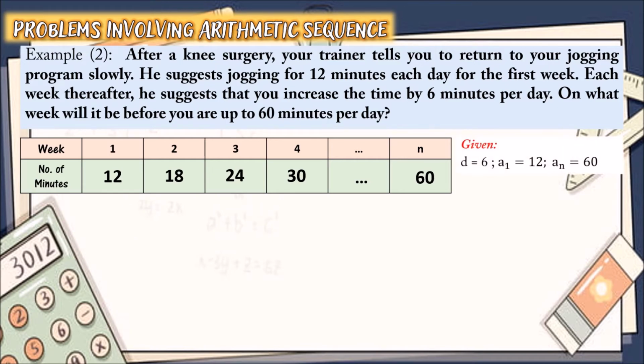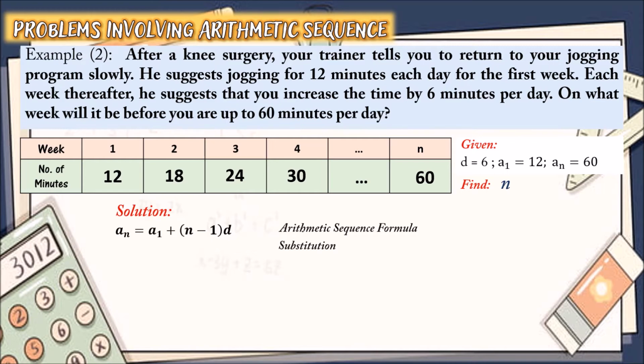So, meron tayong given na common difference D, which is basing sa ating table. A sub 1, we have 12, and A sub n, which is 60. Ano ngayon ang ating hinahanap? So, we are looking for the value of n. So, for the solution, gagamit tayo ng arithmetic sequence formula, which is a sub n is equal to a sub 1 plus the quantity n minus 1 times d. So, kailangan natin i-substitute yung mga given data sa ating formula.